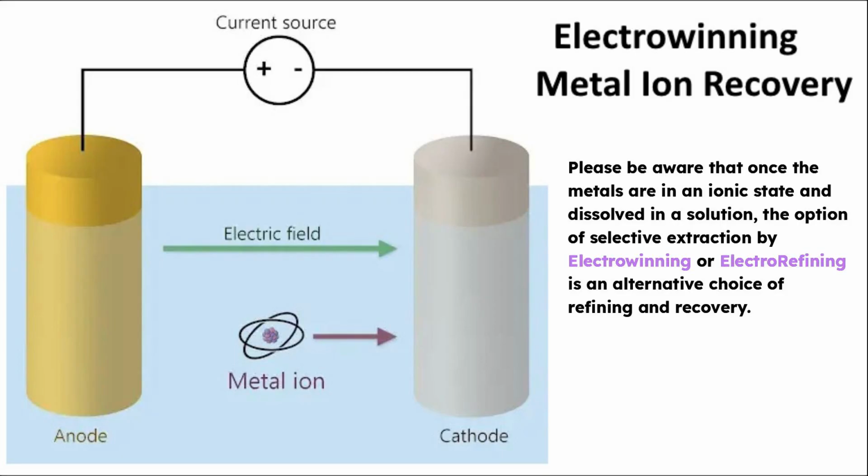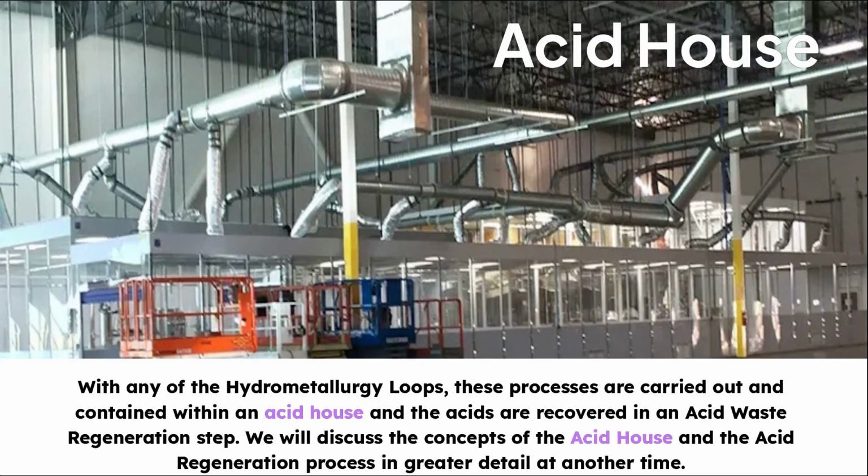Please be aware that once the metals are in an ionic state and dissolved in a solution, the option of selective extraction by electrowinning or electro-refining is an alternative choice of refining and recovery. With any of the hydrometallurgy loops, these processes are carried out and contained within an acid house and the acids are recovered in an acid waste regeneration step. We will discuss the concepts of the acid house and the acid regeneration process in greater detail at another time.